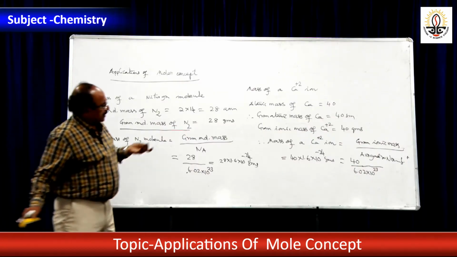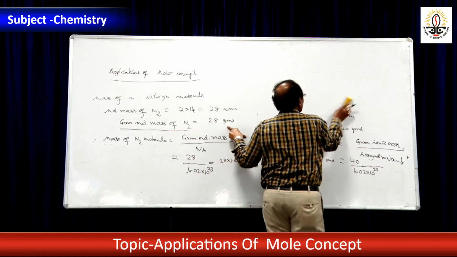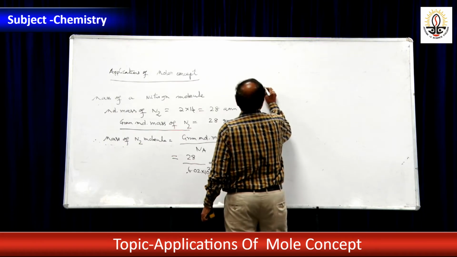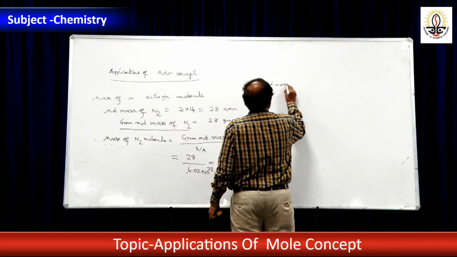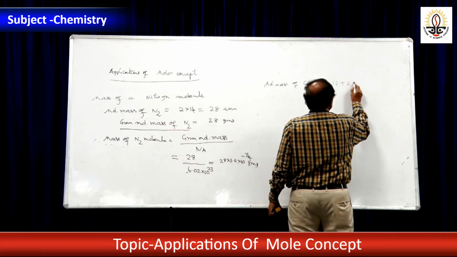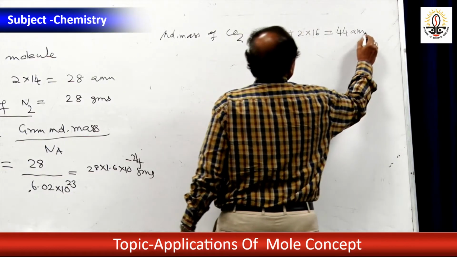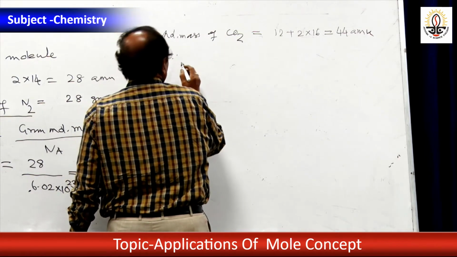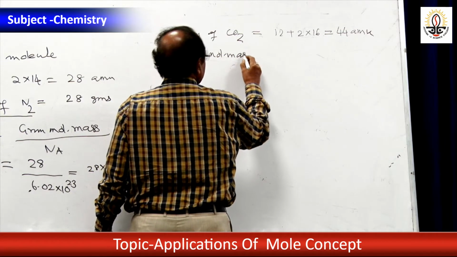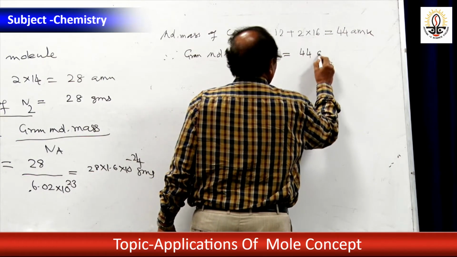Or suppose you want to calculate for a compound also, not just an element. Suppose somebody says, sir, why not a compound, sir? Okay, we can go for a compound, say carbon dioxide. The molecular mass of carbon dioxide is 12 plus 2 into 16 comes to 44 AMU. Therefore, the gram molecular mass, the molecular mass expressed in grams, is 44 grams.